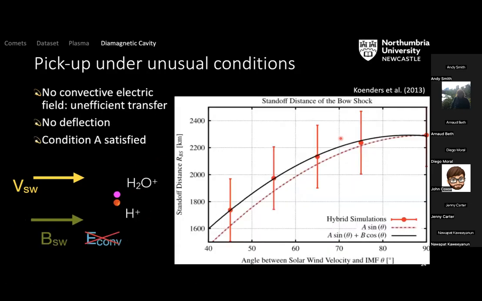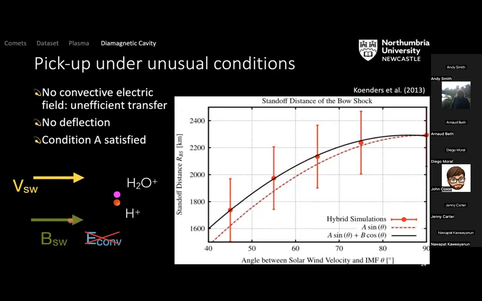The problem is, it doesn't work anymore if you put the solar wind magnetic field parallel to the solar wind velocity, because there's no convective electric field. So the cross product ends up to be 0. And suddenly you end up with cometary ions that are not accelerated and also protons that are not deflected. And this is exactly the situation that we're looking for to explain our results, because we want the protons to not be deflected.